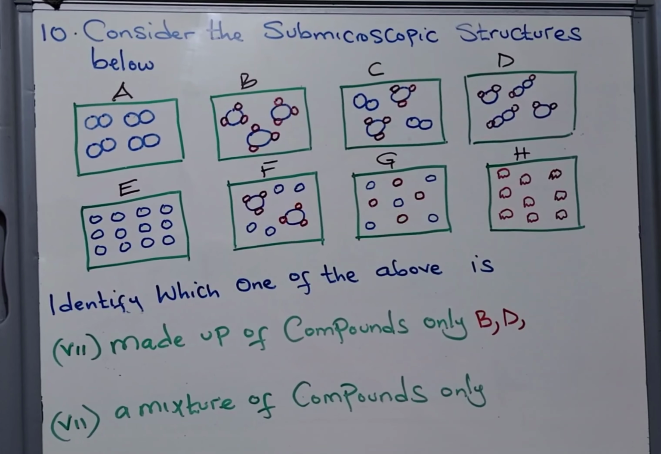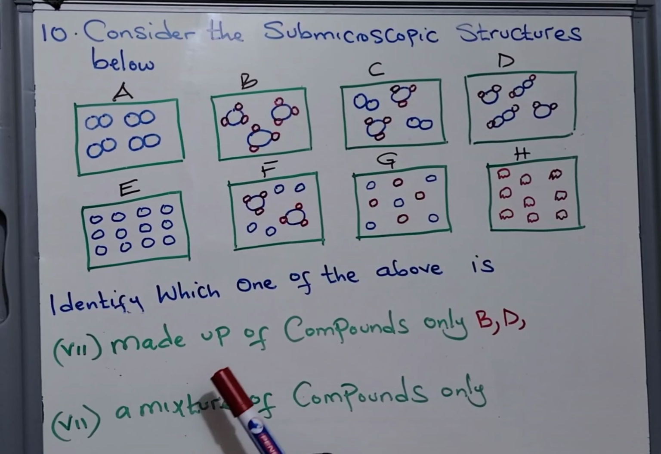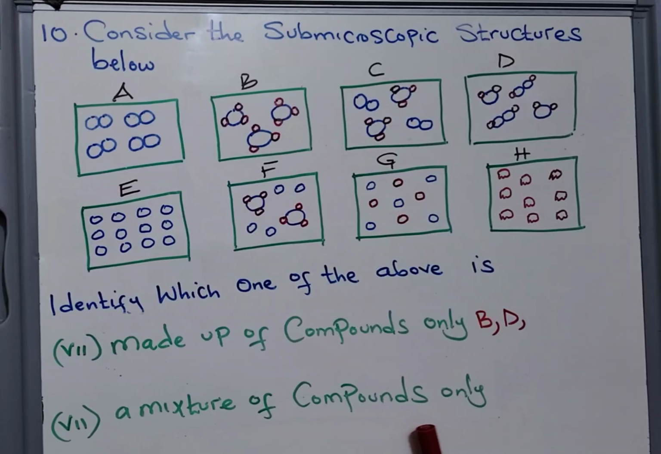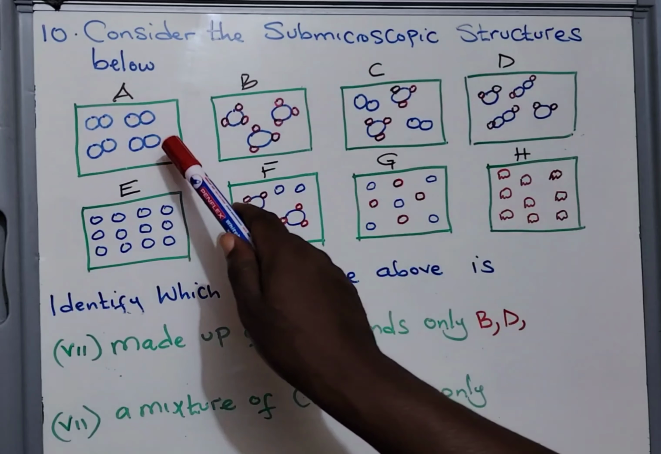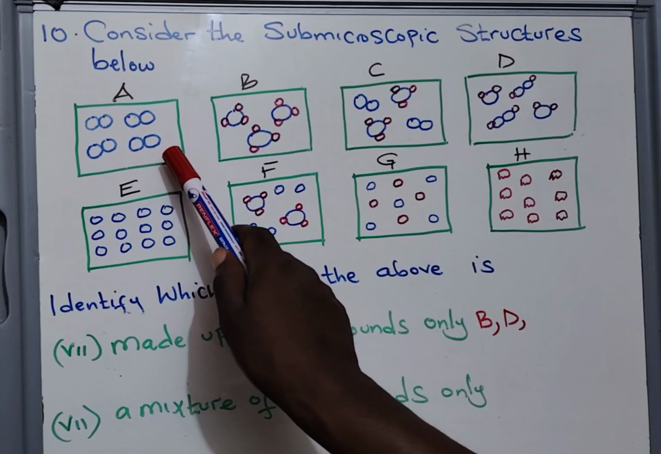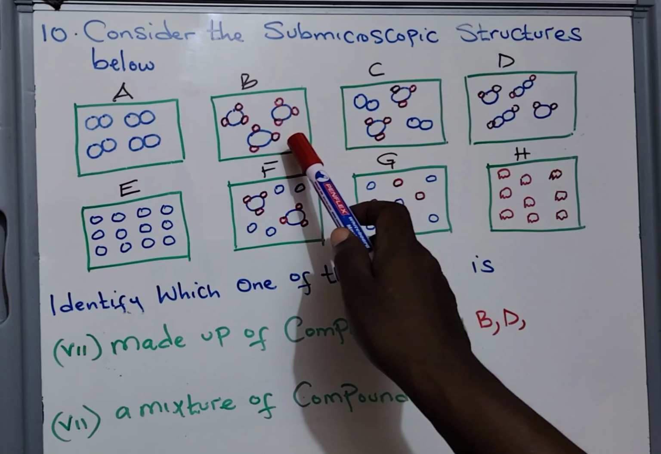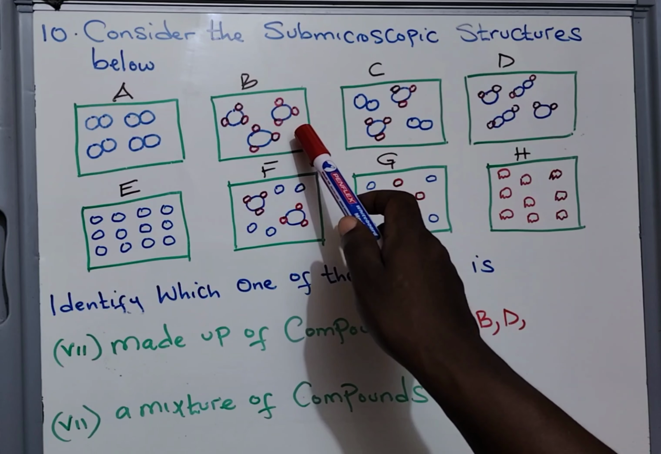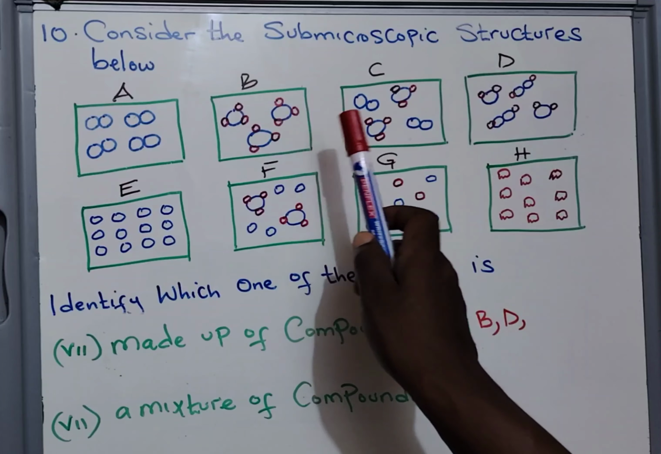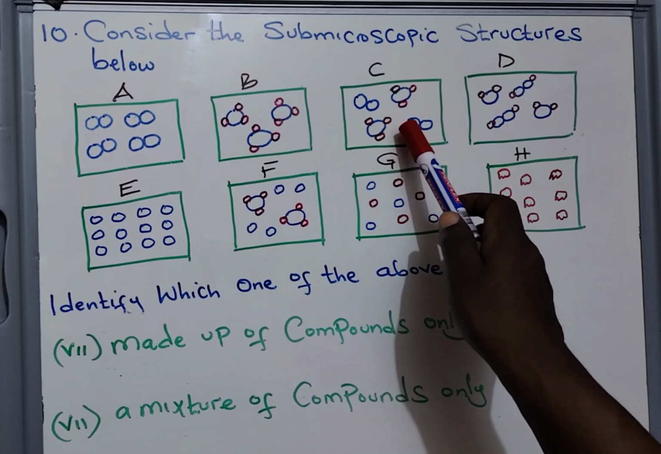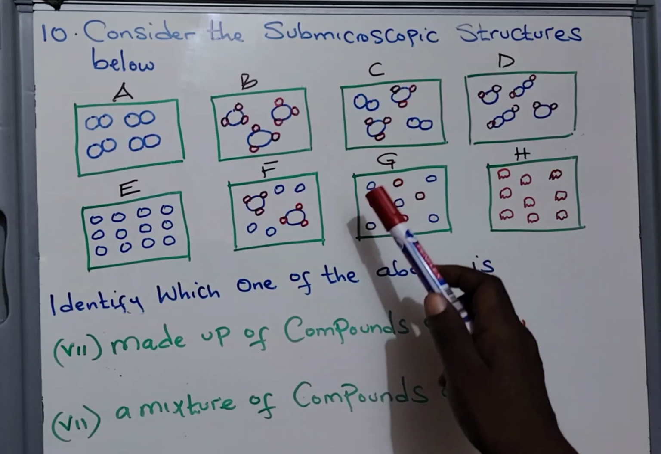Yeah, so comes this question. It says that identify which one of the above is a mixture of compounds only. So this is a mixture made up of more than one type of compounds. Let's check. This one is not. It's made up of only one kind of atoms. Yes, this is a compound, but this compound is pure, doesn't have any other substance mixed. Now this one will have a compound but mixed with element.